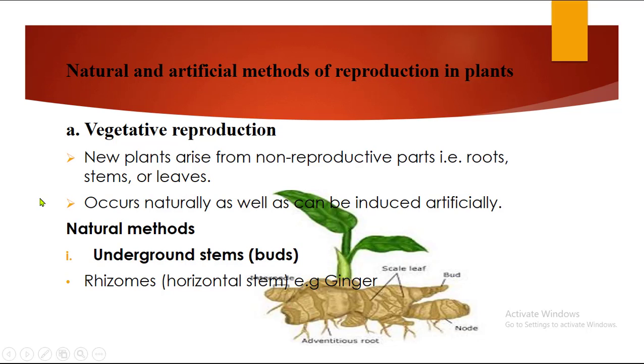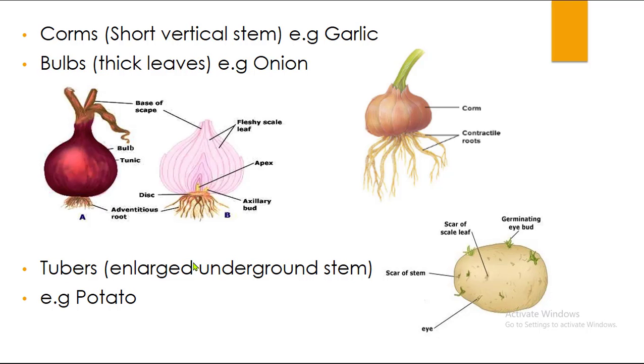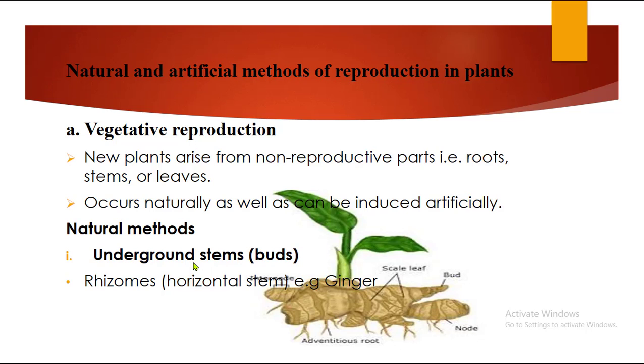It can take place naturally as well as artificially. We will discuss natural methods first and then we will come to the artificial methods. Natural methods of vegetative reproduction are, first one is underground stems. Underground stems, we have further categories of underground stems. First one is rhizome.